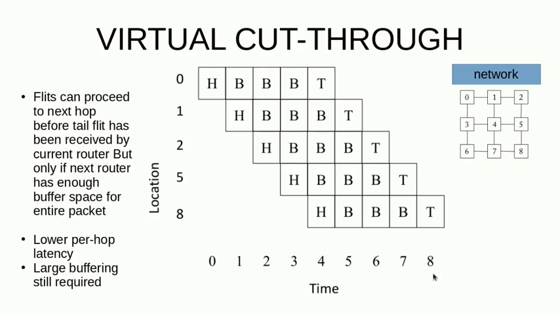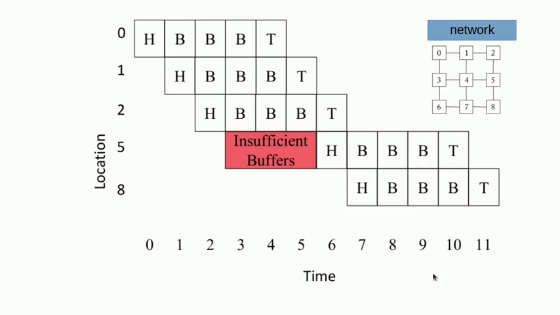In case we do not have sufficient buffers, the head flit cannot move to the next hop. Hence, the entire packet stops or stalls at the location wherever the head flit is. And when sufficient buffers are available for the entire packet, then the head flit moves to the next location and the body flits and tail flit follow in a pipeline.